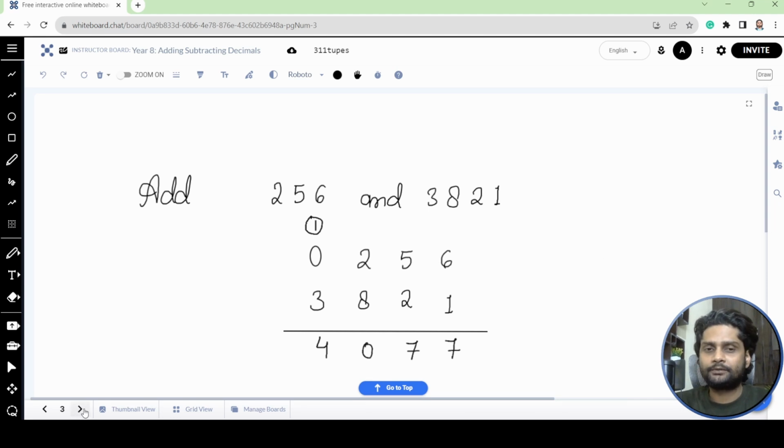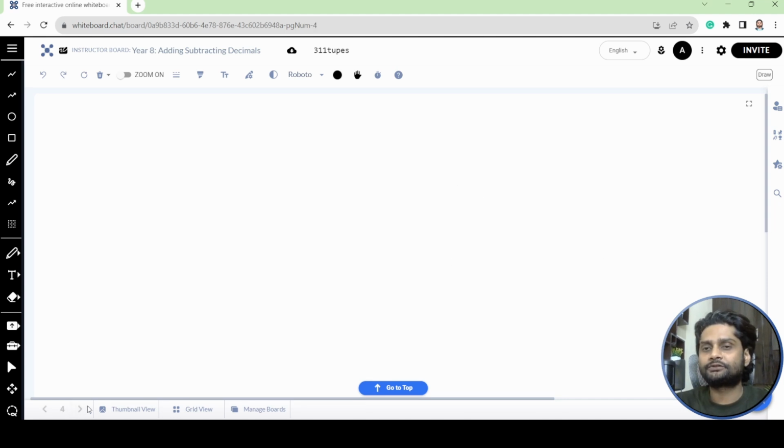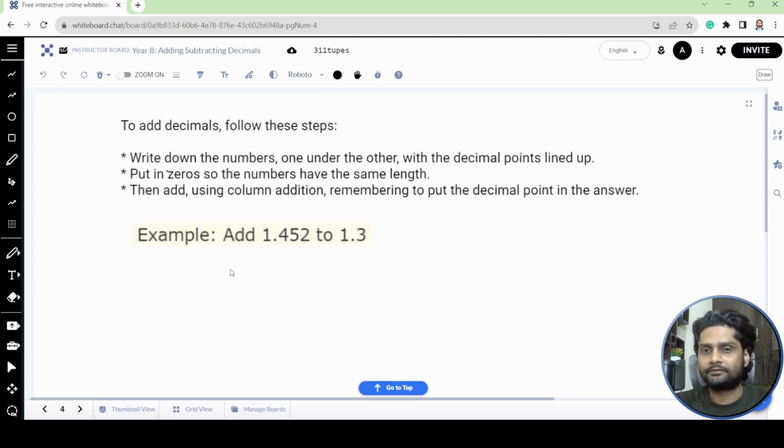Now let's try to understand how do we perform addition of decimal numbers. Again, we have the same process, but right now, rather than trying to align the ones digit, we first of all try to line up the decimal portion, means the decimal point we try to align first of all. So we just write the first number as it is. Let's look at the example. We have to add two decimal numbers. We have 1.452. The other number we have as 1.3.